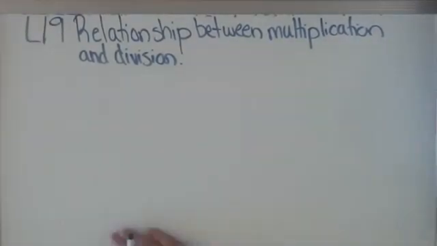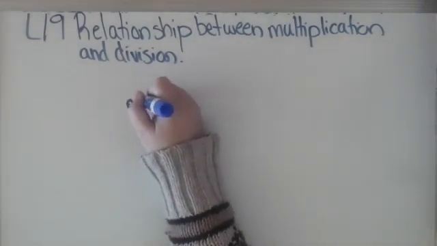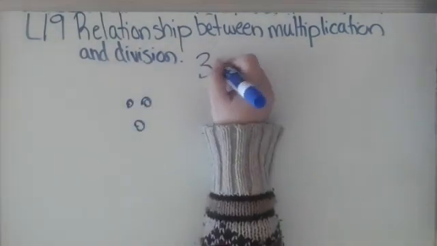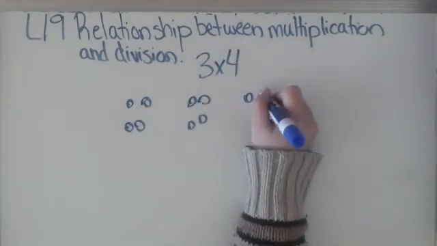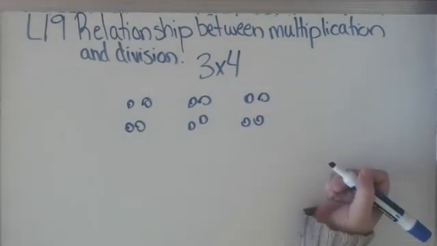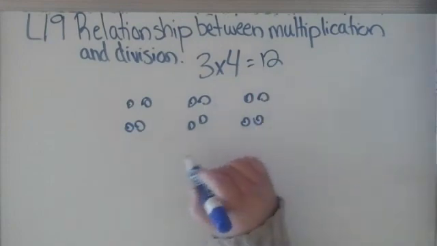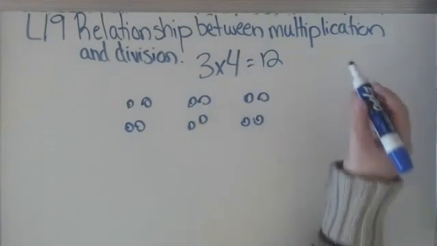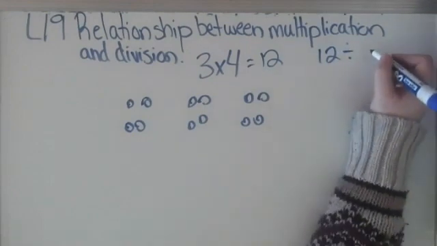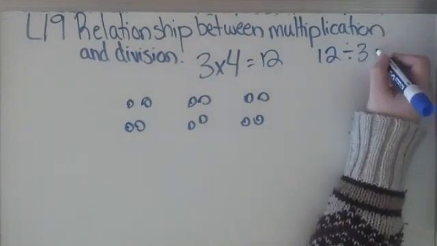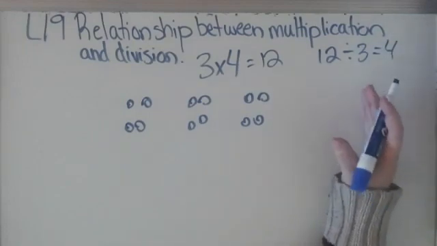I can do this because what's really happening here is I have 3 groups. We're going to do 3 groups of 4. So I have 3 groups of 4. Now, this means I have 12 altogether. That is multiplication. If I was dividing and I had 12 objects and I'm dividing them into 3 groups, I would get 4. Because that's really what's happening here.